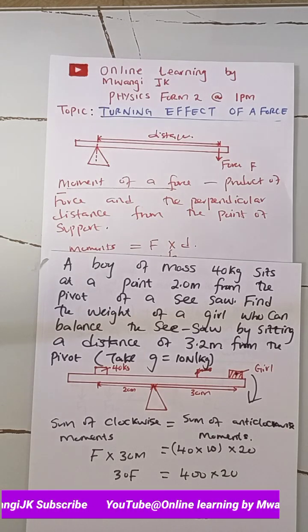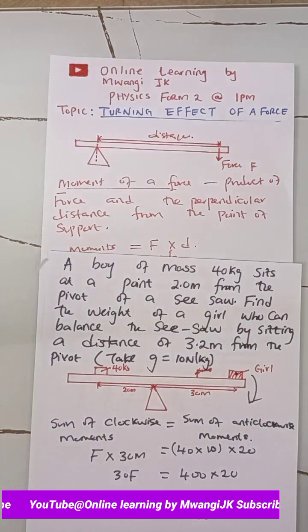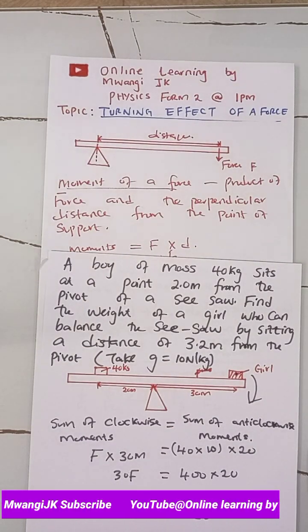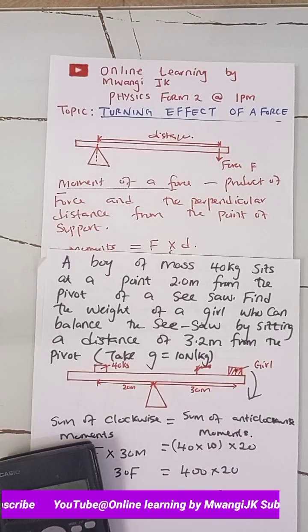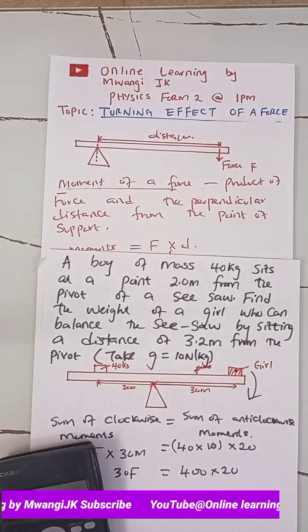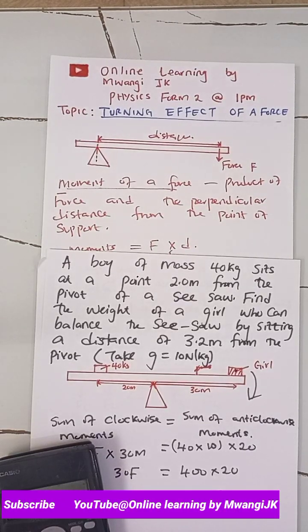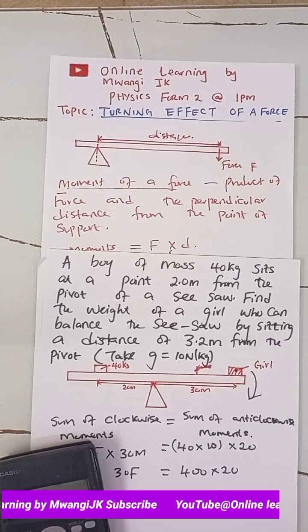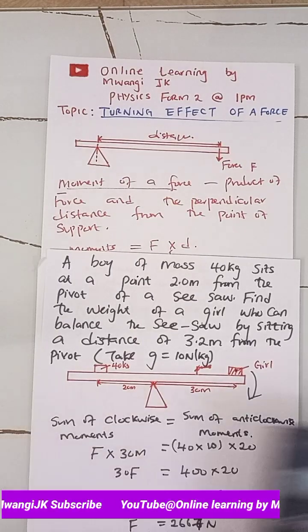So for them to balance on the seesaw, the moments should be equal. So finding the F from your calculator, we get 400 by 20, then we divide this by 30. So we get that the force of the girl is 266.6 or 0.7 newton.